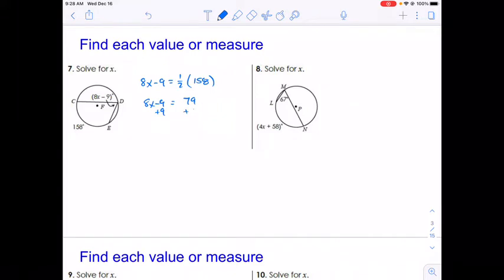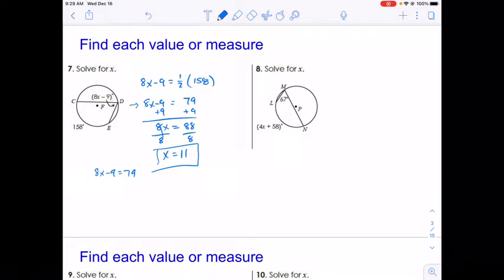Add 9. 8x is equal to 88. Divide by 8. X is equal to 11. So another way to work this is find out what this angle is. So you could take 158 and divide it by 2 and find out that's 79. So you could say 8x minus 9 is equal to 79, which is basically this step here. It's doing the first step in your head. Either way is fine. It's just whatever makes sense to you. Okay, so our value of x is going to be 11 here. Let's look at the next one.